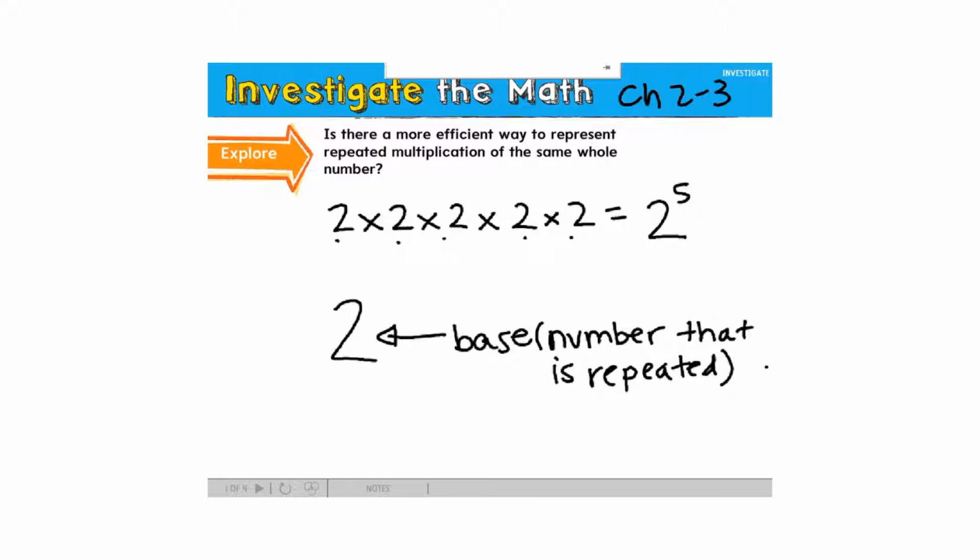So the base is the number that's repeated, and then the exponent, which is the other number, is the number of times that it's repeated. So in this case, we had a 5 up here, so that number is the exponent. So this is the number of times that it's repeated.